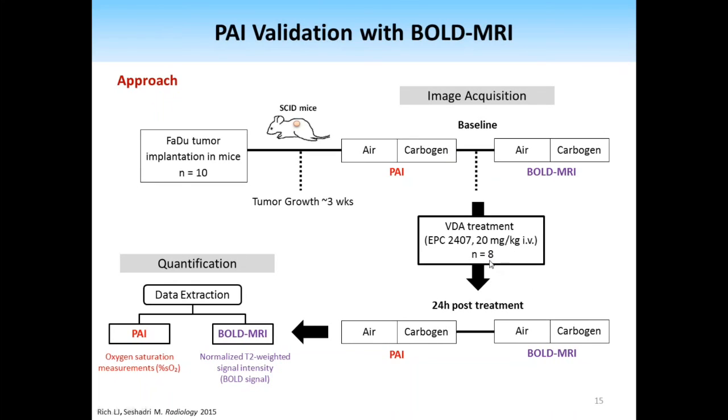However, after we treated those 8 mice, we repeated the experiment with photoacoustic imaging and BOLD-MRI and imaged during air and carbogen breathing. After this last imaging session, we extracted measurements in the form of oxygen saturation, SO2, which again is the ratio of the 850 nm oxyhemoglobin to 750 nm deoxyhemoglobin. And then we also compared it to the BOLD-MRI signal, which is the T2 weighted signal intensity, which we normalized to an external phantom.